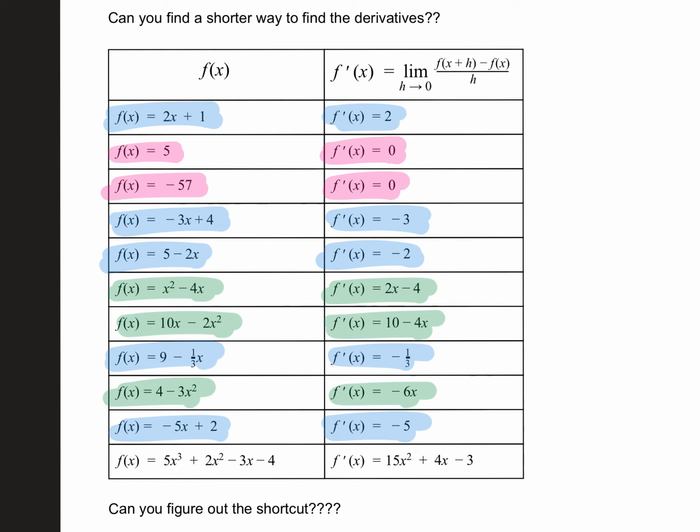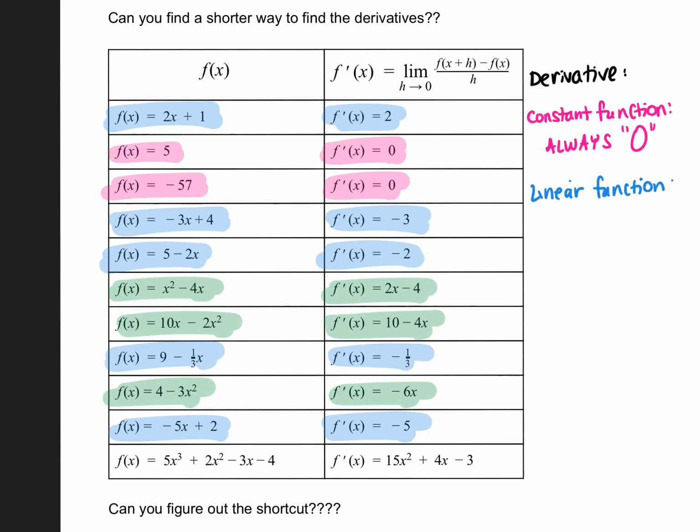So what's really going on here is, let's make ourselves a little note here. Derivative. All right, so the derivative of a constant function, that's what I have highlighted in pink, is always 0. The derivative of a linear function, okay, so that's like mx plus b, right, is always whatever your slope would be. So if you have something like mx, the derivative is just m.